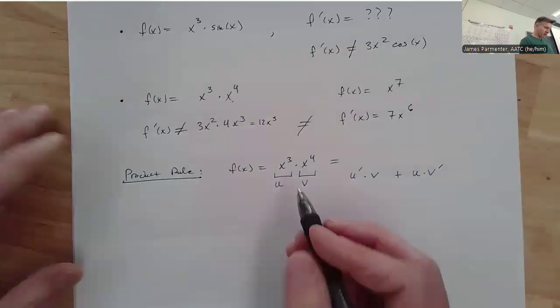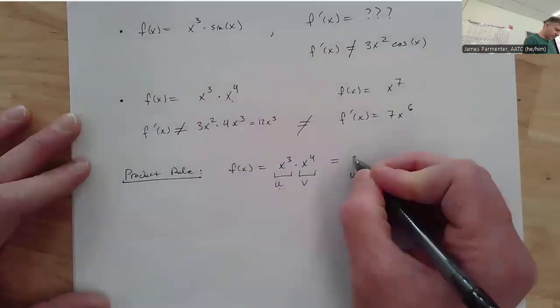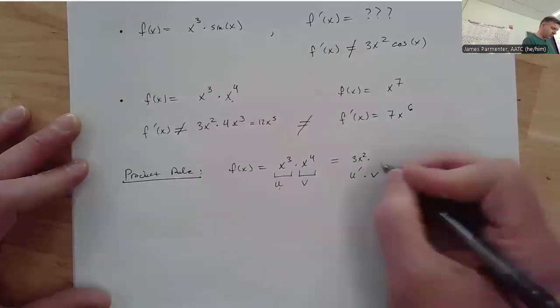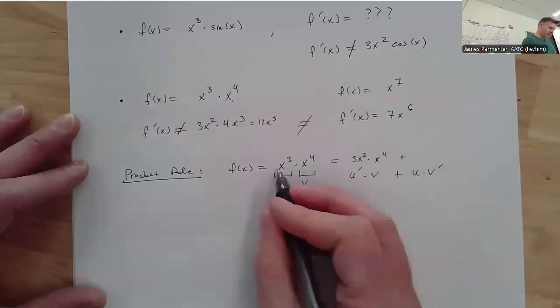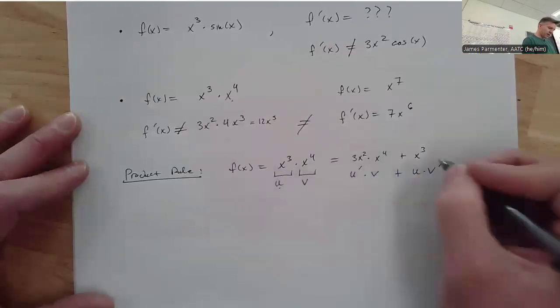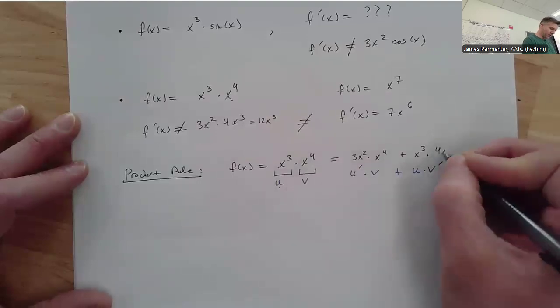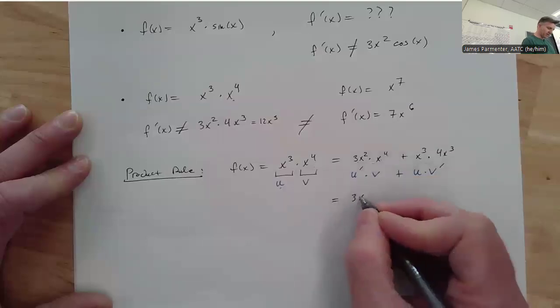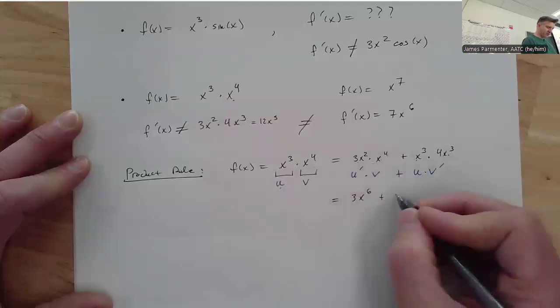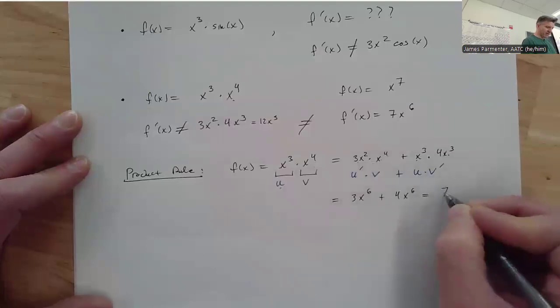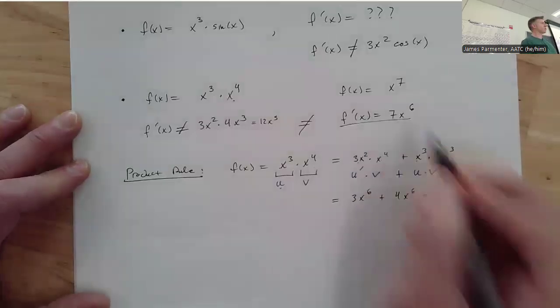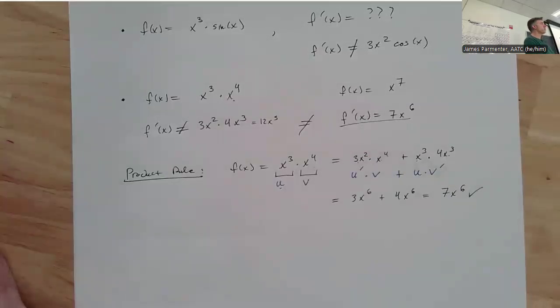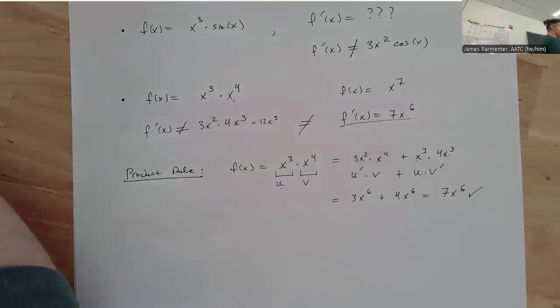Let's see what we get here. The derivative of the first thing is 3x squared times, leave the other thing alone, plus now we leave the first thing alone, x cubed, multiplied by the derivative of the second thing, which is 4x to the third. Let's simplify this. 3x squared times x to the fourth is 3x to the sixth. x cubed times 4x cubed is 4x to the sixth. We add those together, we get 7x to the sixth, which is the actual derivative. Cool. So there's some really good evidence that the product rule does what it's supposed to do.